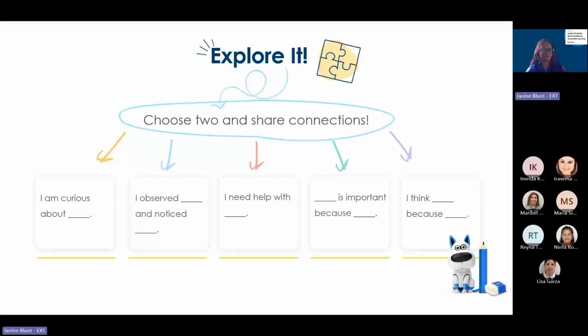I'm curious about blank. I observed blank and I noticed blank. I need help with blank. Blank is important because blank, or I think blank because blank. So use one of the sentence stems, and as I shared, you can drop it in the chat or come off mute just to explain a little bit about your exploration.